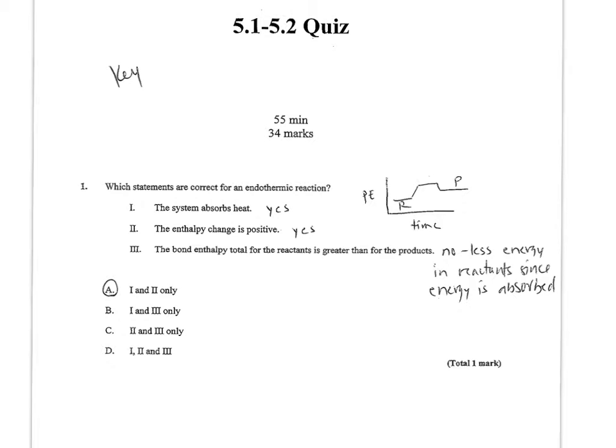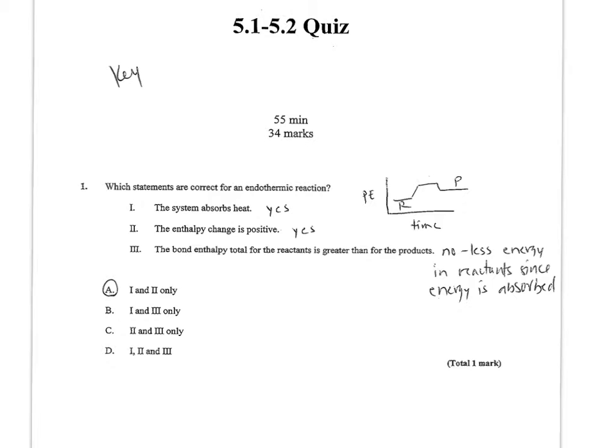So in my head, I immediately think of the little graph I sketched off to the right here, that the reactants have less potential energy and the products have more potential energy. So the system absorbs heat. Yes, that has to be true because the potential energy increases for the products. The enthalpy change is positive. That's also true for endothermic reactions. Increased energy is considered a positive change and decrease is considered negative.